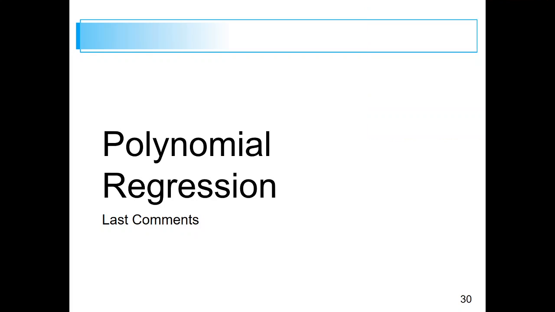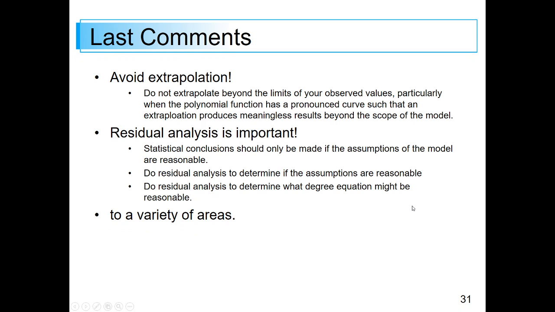The first one is that, again, as always, avoid extrapolation. Do not extrapolate beyond the limits of your observed values, particularly when the polynomial function has pronounced curve. Such extrapolation produces meaningless results about the scope of the data. What that means is, suppose your x values go between 5 and 15 years. Do not extrapolate out to 30 years. The model does not work as well in that situation.